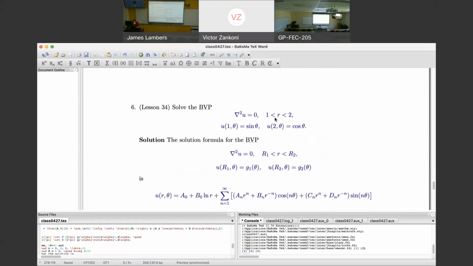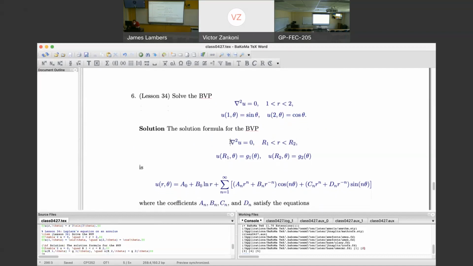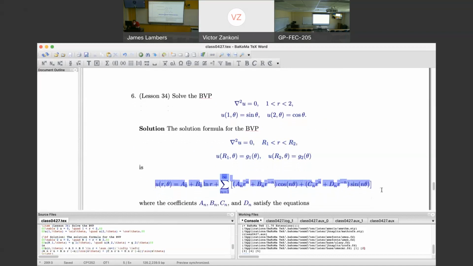Here we have an annulus, Laplace's equation on the domain r between 1 and 2. On the inner boundary, u is equal to sine theta. On the outer boundary, r equals 2, cosine theta. So in general, for this kind of Dirichlet problem on an annulus, for whatever boundary data you have, whatever radii you have, this is your general solution, as you define the A_n, B_n, C_n, D_n corresponding to your boundary data.